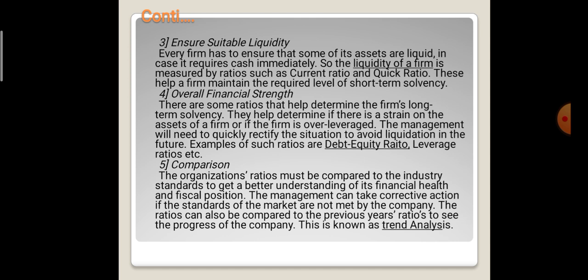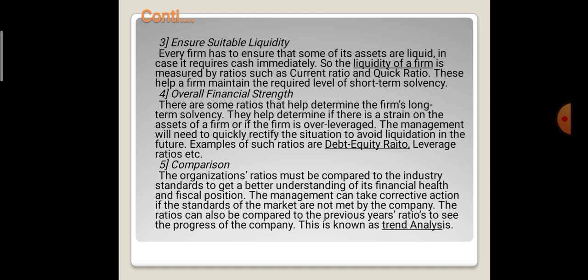Here, every firm has to ensure that some of its assets are liquid in case it requires cash immediately. So, the liquidity of a firm is measured by ratios such as current ratio and quick ratio. These help a firm maintain the required level of short-term solvency. And the next objective is overall financial strength.